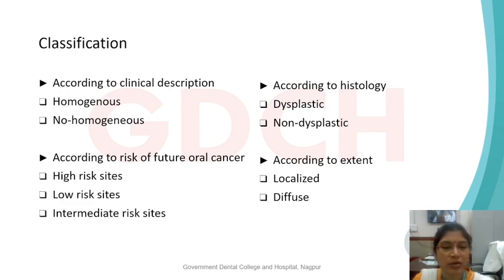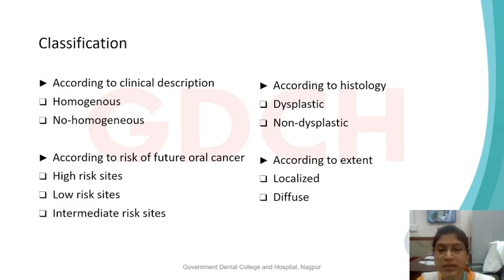and non-homogeneous means a mixture of white and red patch both. Then, as per the risk of future oral cancer, the high risk sites are those which come under the central oval area of the oral cavity, which includes the floor of the mouth, the ventral surface of the tongue, the soft palate, and the pharynx. These are the areas where the mucosa is non-keratinized, so there is a higher chance of penetration of the carcinogens. Whereas the low risk sites are the sites other than the oval area of the oral cavity, which are highly keratinized. And intermediate risk sites are the sites which come in between high risk and low risk sites.